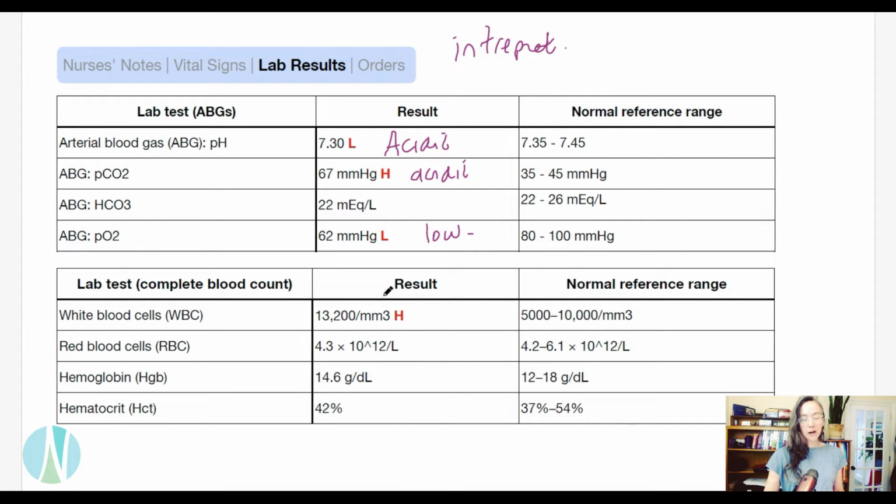And then the WBCs are high, 13,200. So that does indicate infection. So I definitely would be concerned about that. And then RBCs and H&H look just fine.